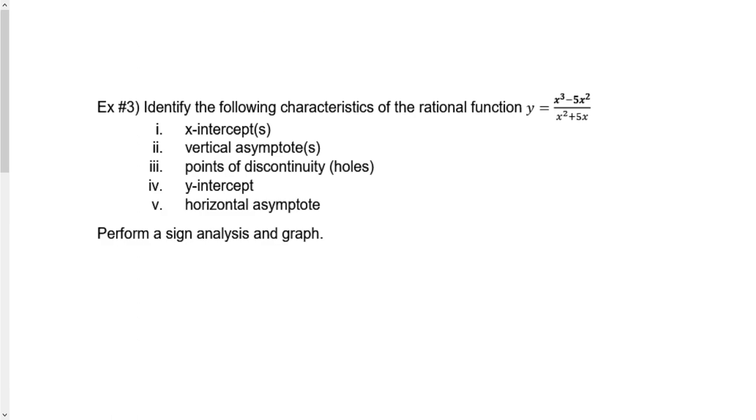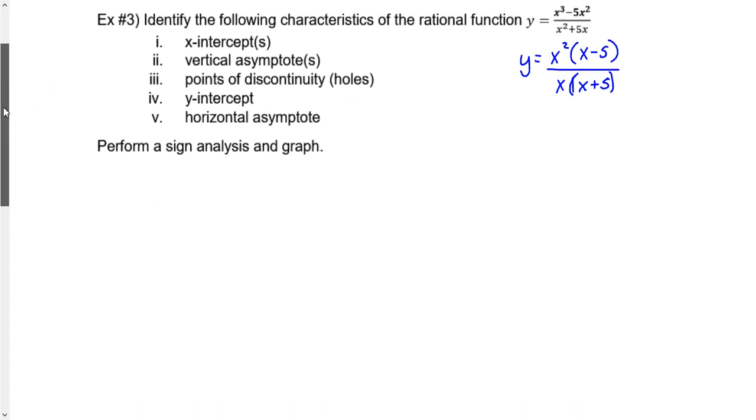Alrighty. So let's do this one. Still identify the same characteristics over and over. Factor the numerator, factor the denominator. Well, the numerator would factor into an x squared and an x subtract 5. The denominator would factor into an x and an x add 5. Our x-intercepts happen in our numerator. So that would be x squared equals 0 at 0, x subtract 5 equals 0 at 5.